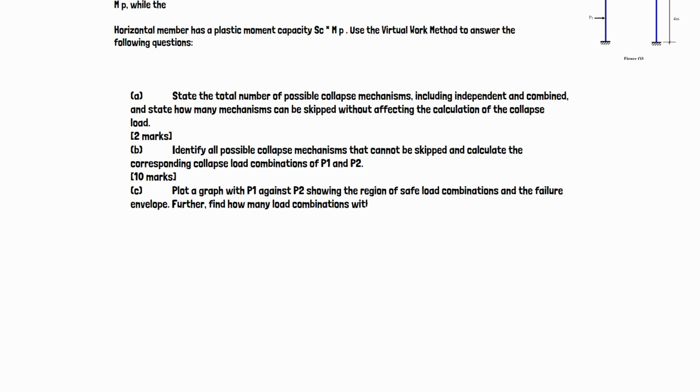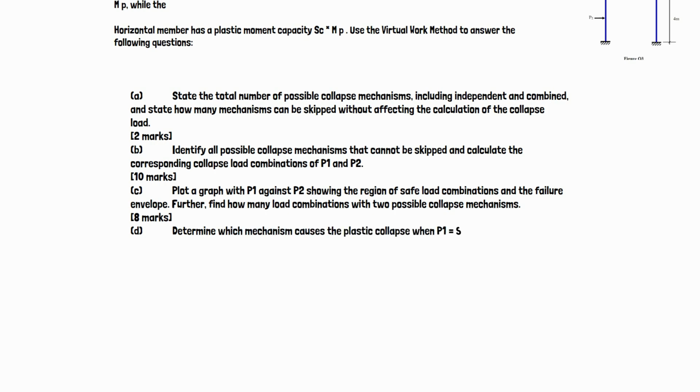C. Plot a graph with P1 against P2 showing the region of safe load combinations and the failure envelope. Further, find how many load combinations with 2 possible collapse mechanisms. 8 marks. D. Determine which mechanism causes the plastic collapse when P1 equals SC*P2.